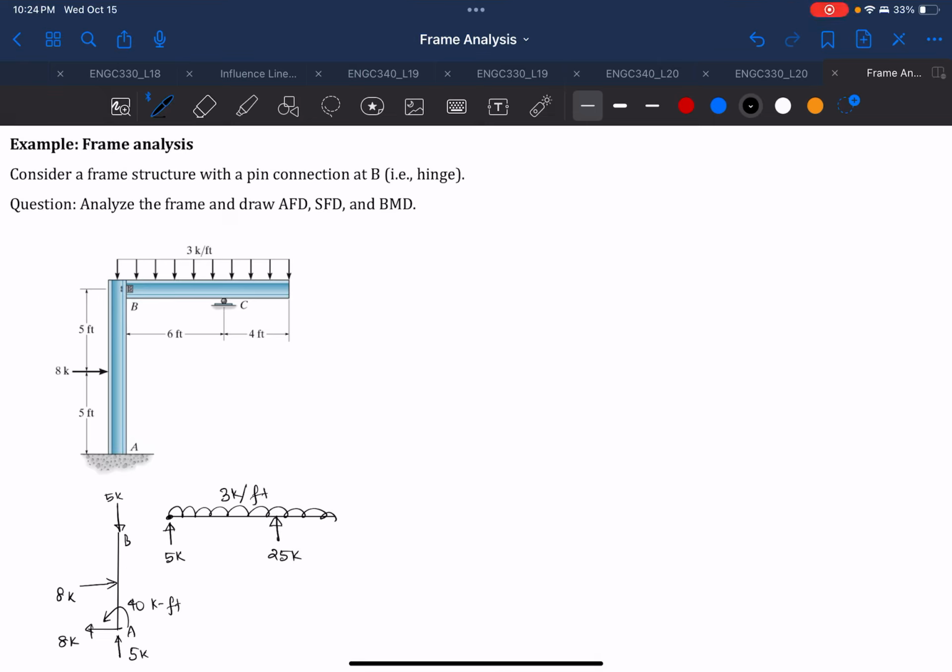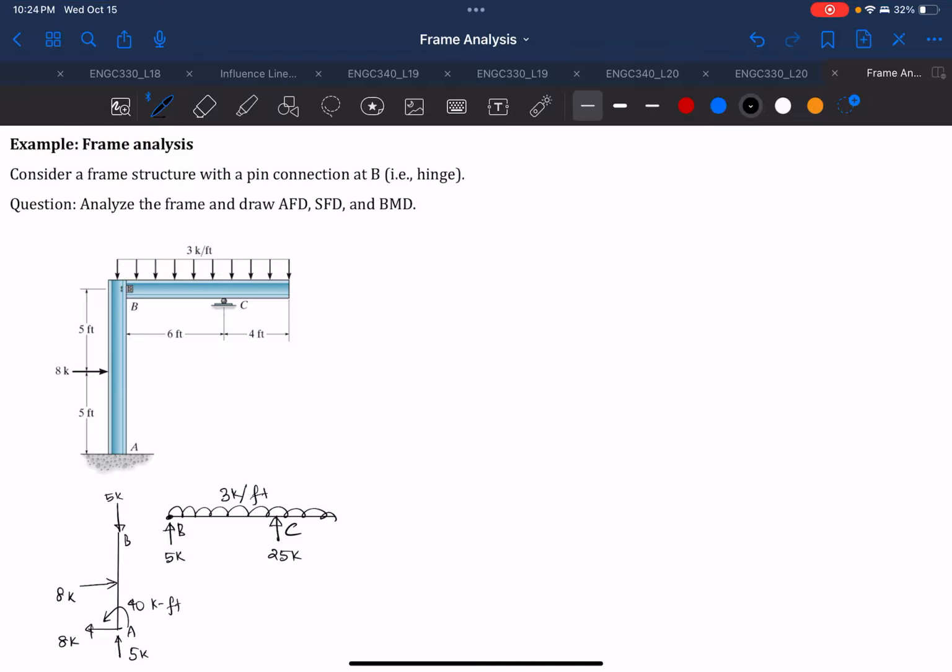Hello everyone. This is a continuation of the previous video, where I showed you how to analyze the frame. After analyzing the frame, after finding all the known reactions at C and A and also the internal reactions at B, we finally draw the corrected direction of the load, or the corrected direction of the reactions for each member, which is member AB and member BC.